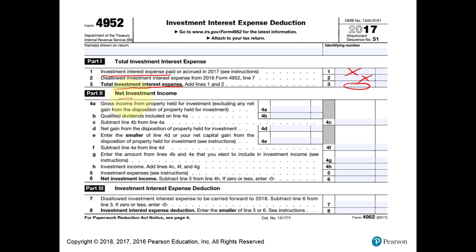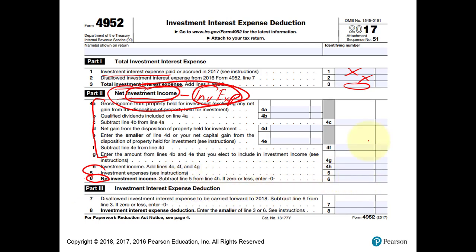Here's the limitation. You're going to look at your investment income minus investment expenses to get net investment income. Again, investment income minus investment expenses equals net investment income. So here is income, line 4. Here is expenses, line 5. Minus the two, line 4 and 5, here's your net investment income.